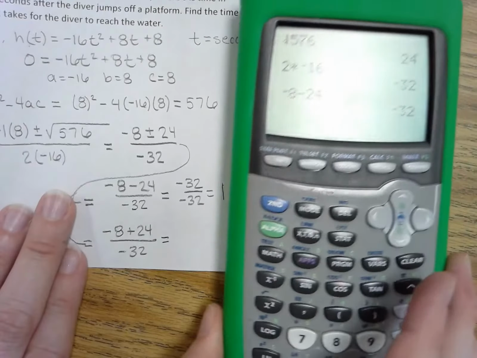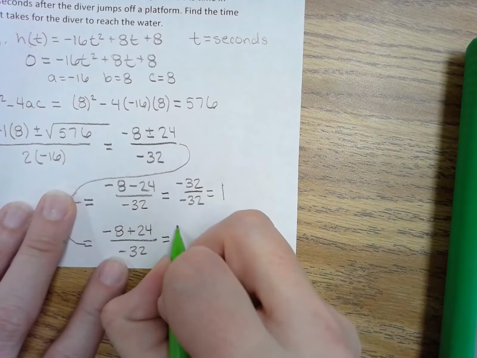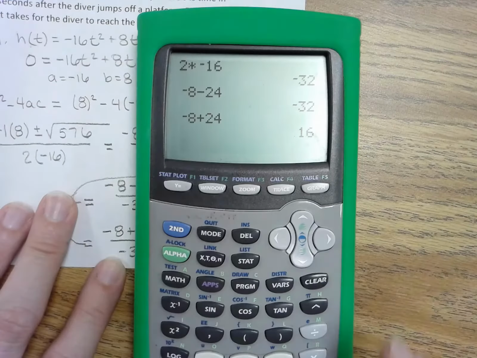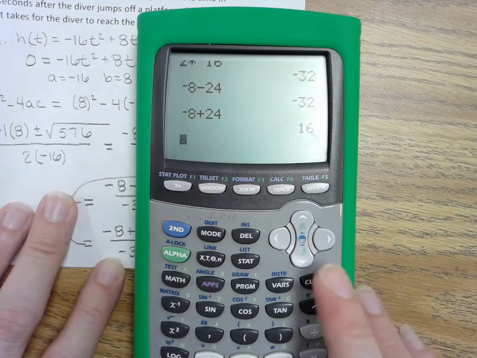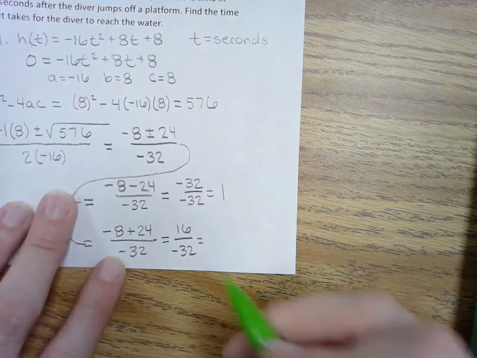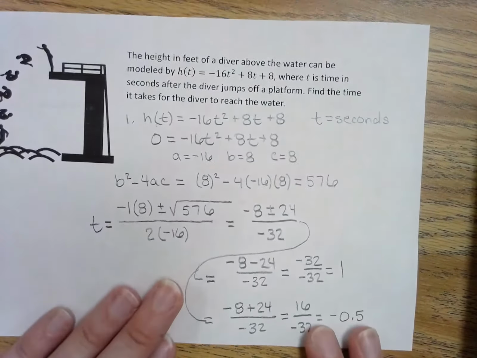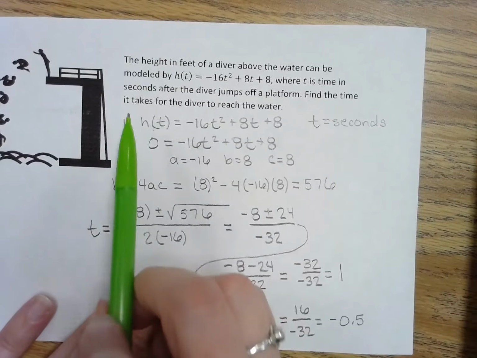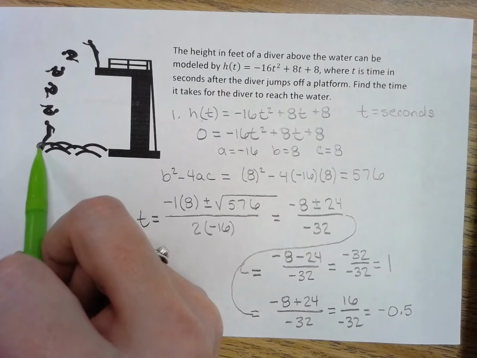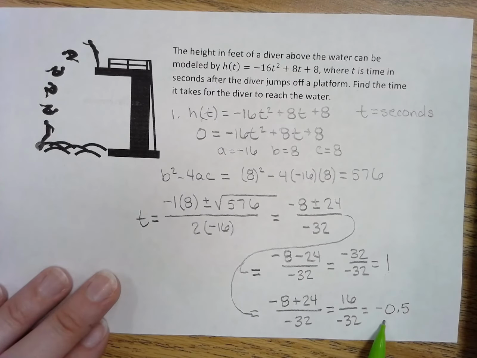For our second solution, we get negative 8 plus 24. That gives us a positive 16. And we're going to divide that by negative 32. So 16 divided by negative 32 gives us a negative 0.5. So let's go back and talk about what we were finding here. We were asked to find the time it takes for the diver to reach the water. So we're reaching here at this point, our x-intercept. We found our solutions to be 1 and negative 0.5.